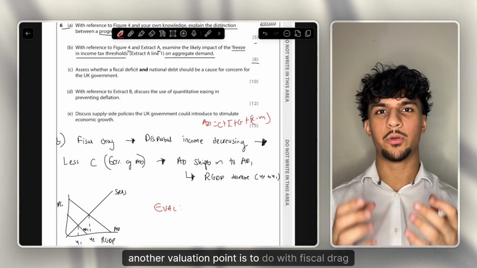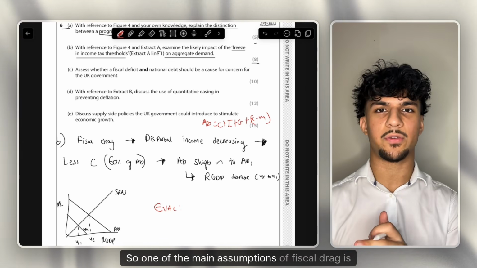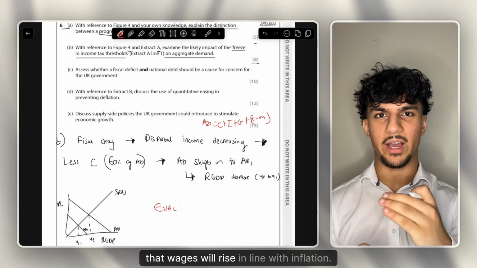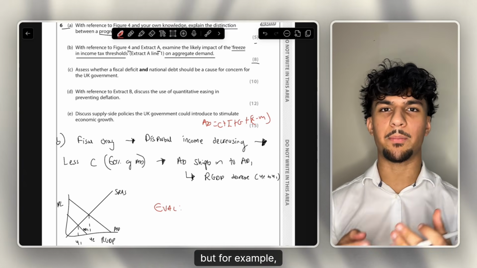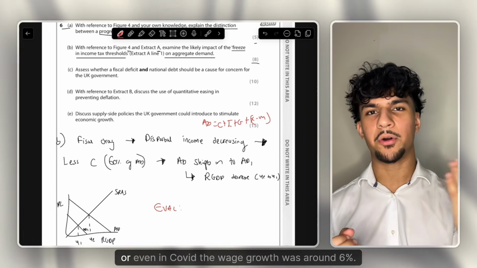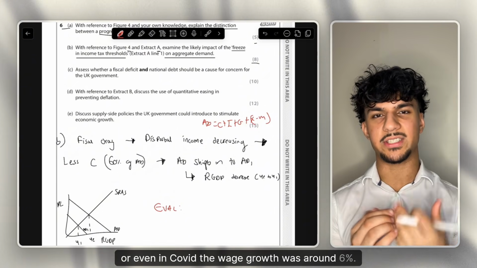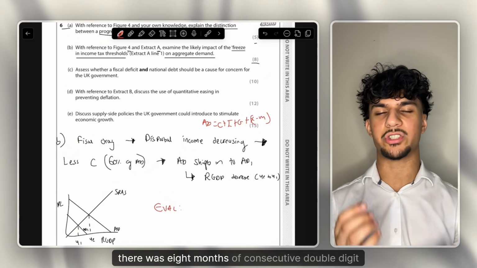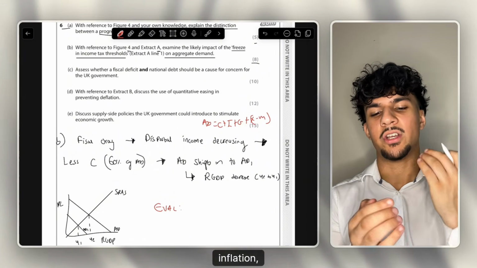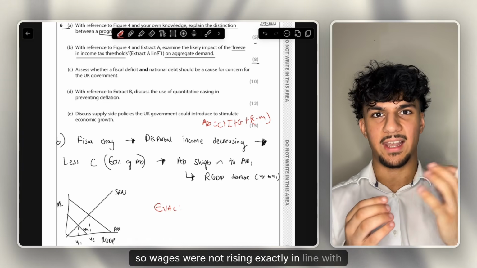Another evaluation point is to do with fiscal drag itself. One of the main assumptions of fiscal drag is that wages will rise in line with inflation. But for example, maybe one year there's a 0% inflation rate, or during COVID the wage growth was around 6%, but there were 8 months of consecutive double-digit inflation. So wages were not rising exactly in line with inflation.